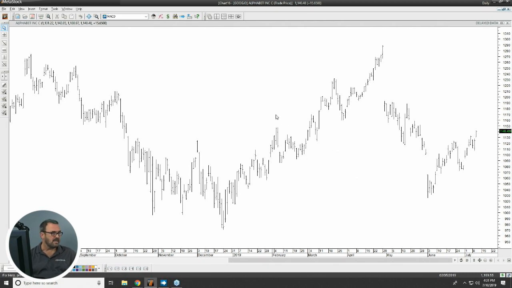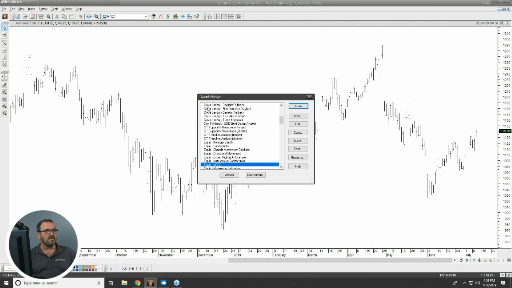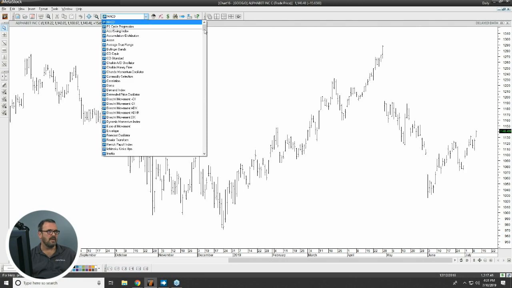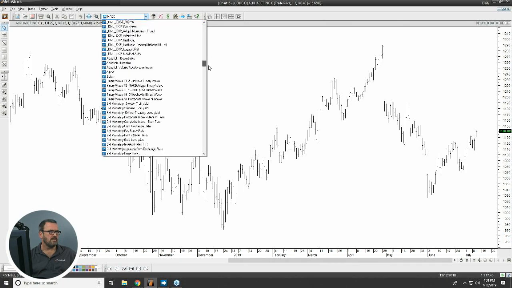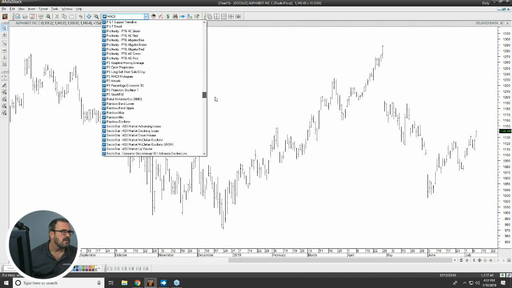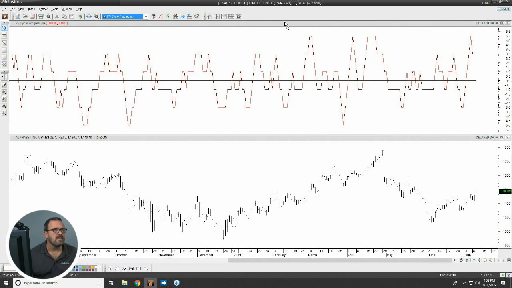But in this case, the system that we decided we wanted to look at closer was Power Systems Cycle of Progression. And for that, I'm just going to go ahead and throw an indicator on here. So we look for PS cycle progression. And I'll throw that right up here.